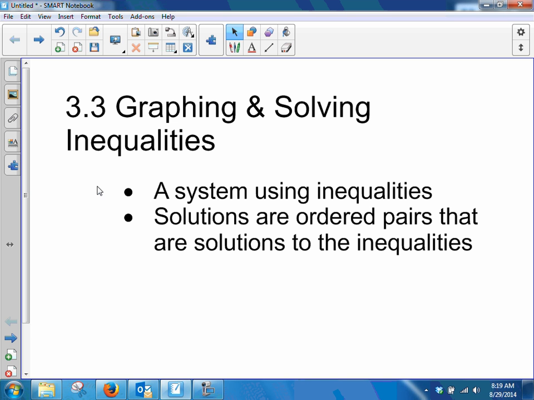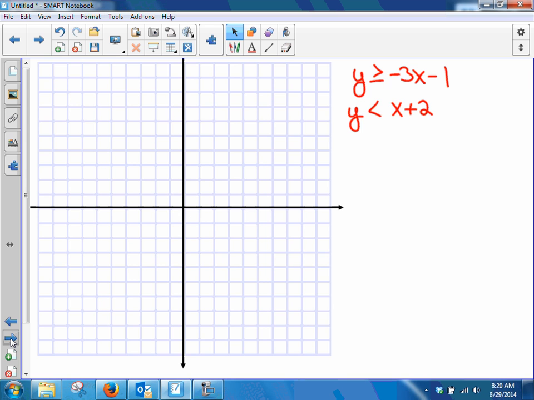All right, so graphing these, it's still just a system. You're going to have 2 or 3 or 4, whatever it may be. But instead of being equations, they're just inequalities, okay? Your solution, those are still ordered pairs, but instead of having just one where they intersect, you're going to have a bunch that could be possible. And that's going to come from the shape, okay?